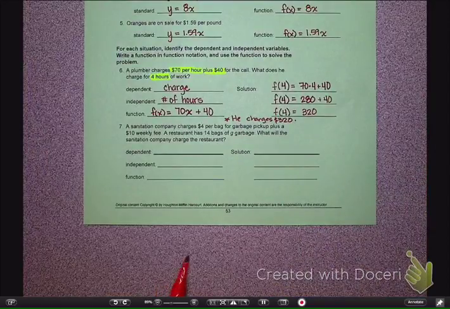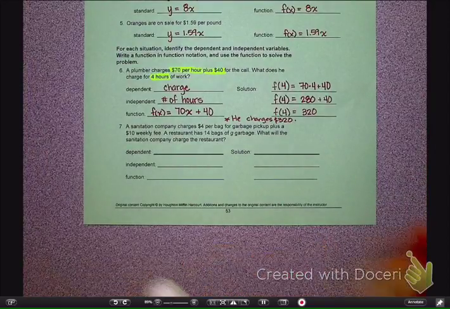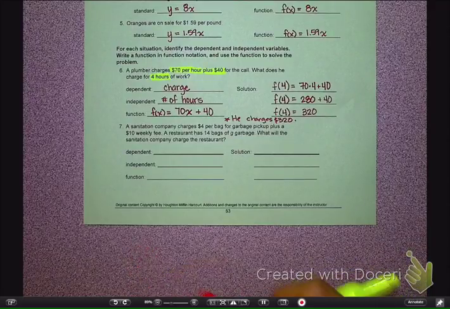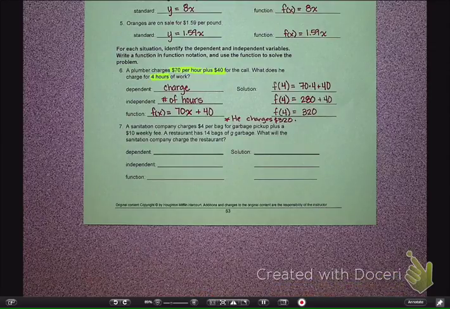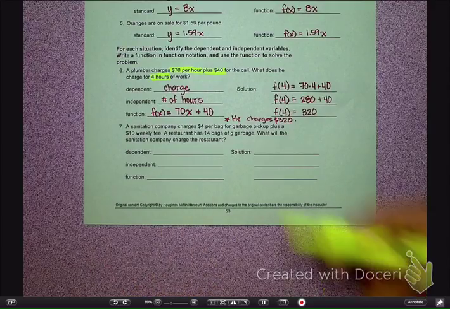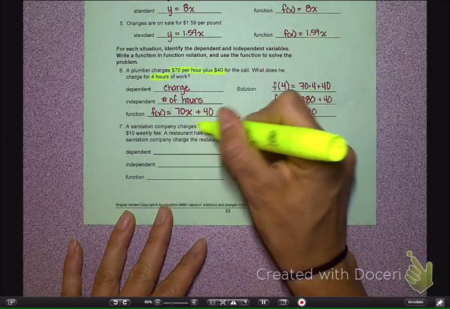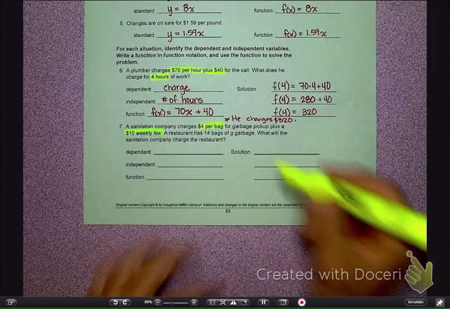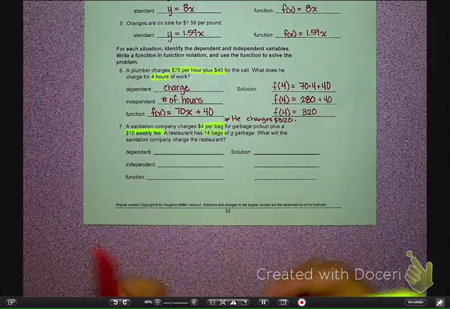Okay, let's take a look at the last one, which is number 7. A sanitation company charges $4 per bag of garbage pickup plus a $10 weekly fee. The restaurant has 14 bags of garbage. What will the sanitation company charge the restaurant? First of all, what's important information in here? $4 per bag. What else? $10 weekly fee. What else? The restaurant has 14 bags of garbage, right?